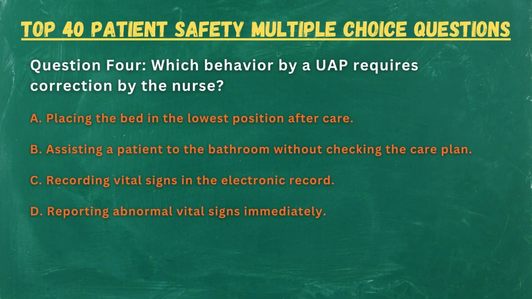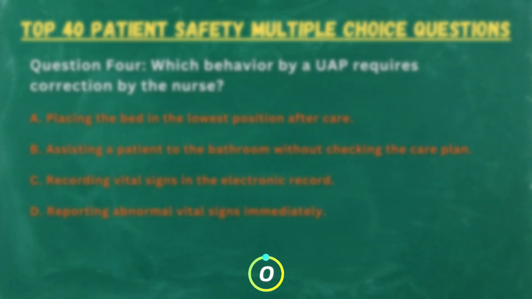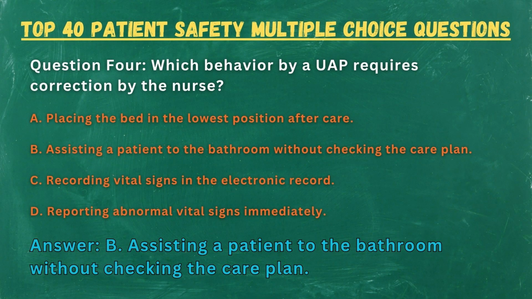Question 4. Which behavior by a UAP requires correction by the nurse? A. Placing the bed in the lowest position after care. B. Assisting a patient to the bathroom without checking the care plan. C. Recording vital signs in the electronic record. D. Reporting abnormal vital signs immediately. Answer. B. Assisting a patient to the bathroom without checking the care plan.